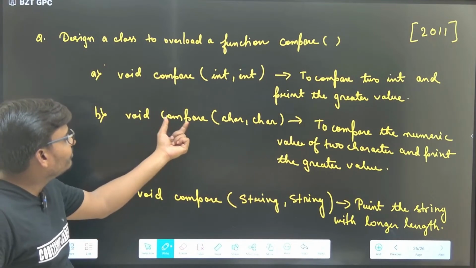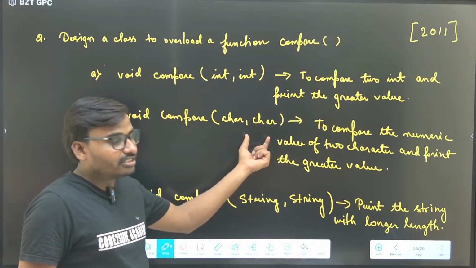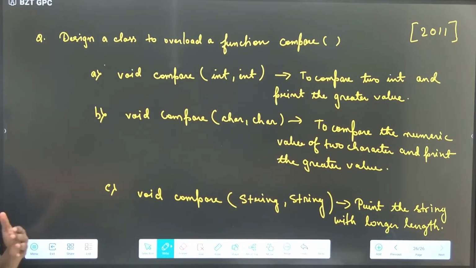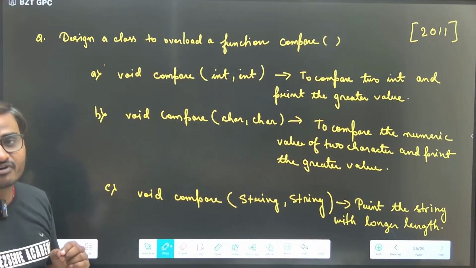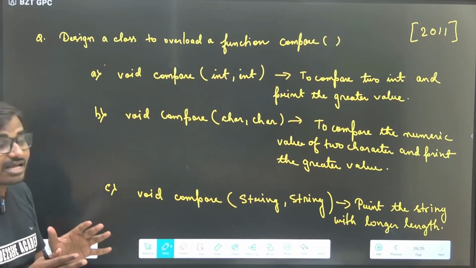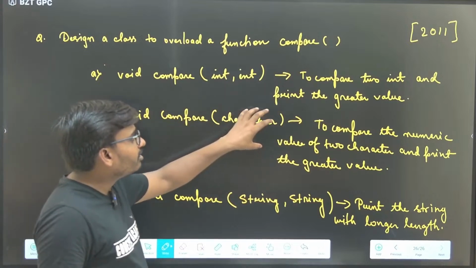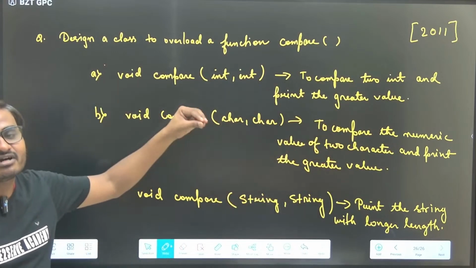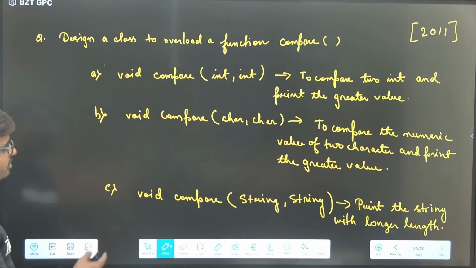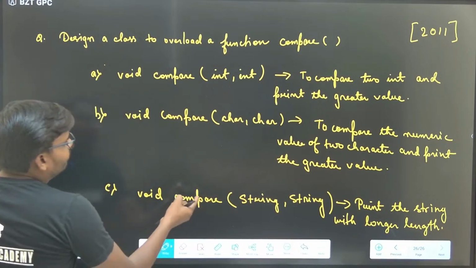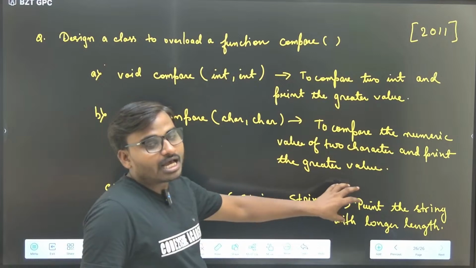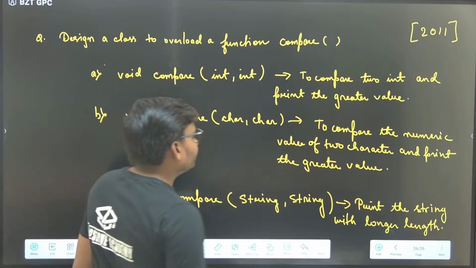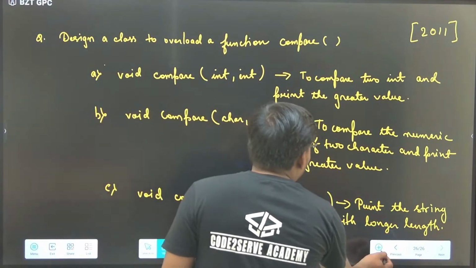All right. Now in the same case, with another function, you will get two characters, and you have to compare the character value, that is the ASCII value. You already know the ASCII values: capital A starts with 65, small a starts from 97. So you have been told to compare the numeric value of these two characters and print the one having the greater value. And in the third case, void compare, you will get two strings, and you have to print the string which has the longer length. Okay, now let's write this class.